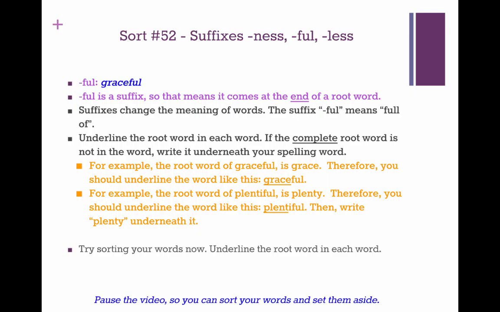Alright, now try sorting your words now. Underline the root word in each word. Pause the video so you can sort your words and set them aside.